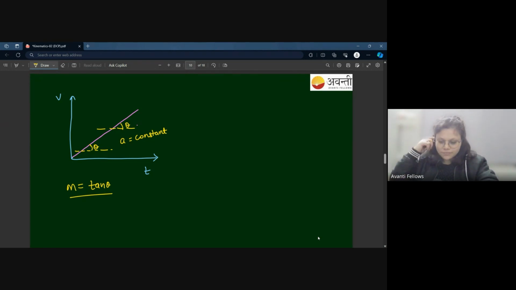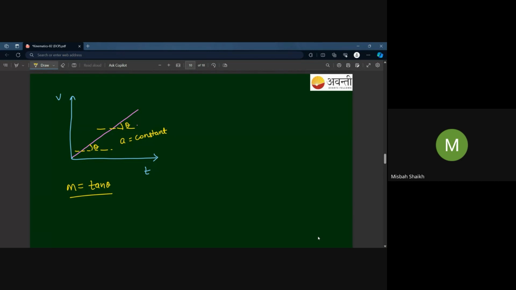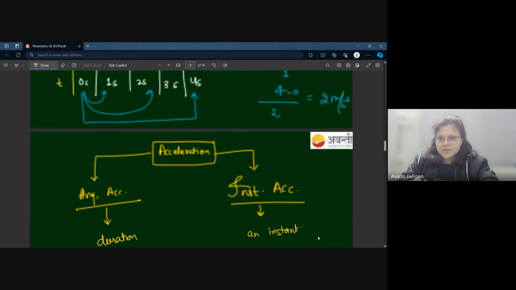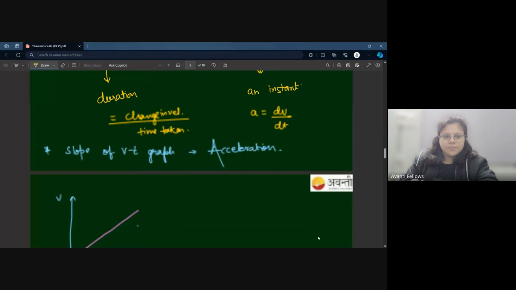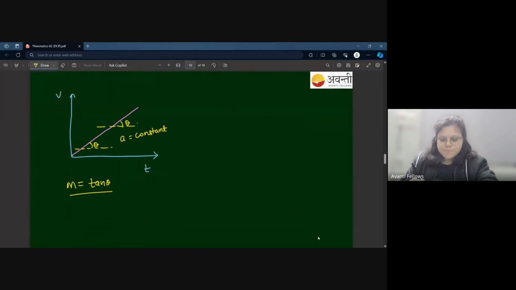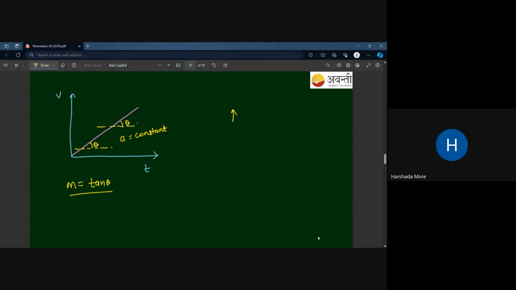Yes or no? Yes, ma'am. We have discussed this example over here. At every instant, you are getting only 2 meter per second square. It means it's a uniform acceleration. Acceleration is constant, right? Yes, ma'am. Okay.